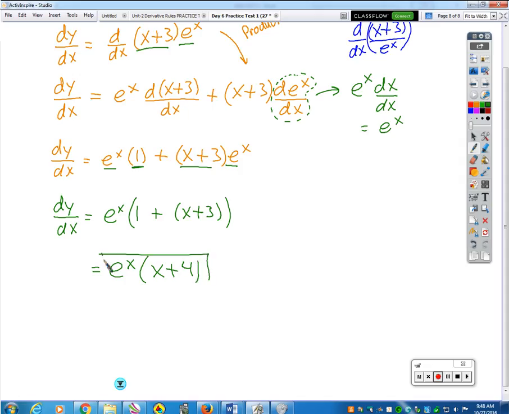It's combining like terms. You're just adding what can be added, and just undo the parentheses.